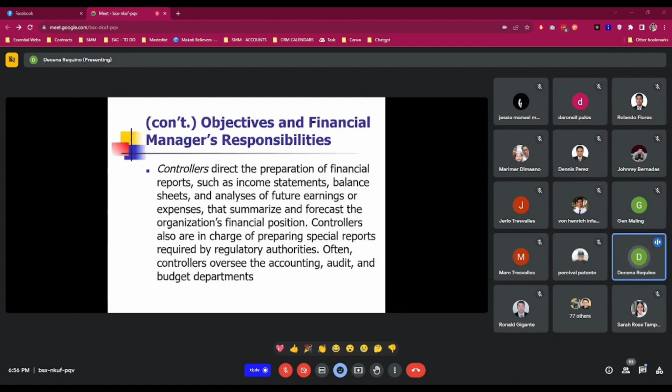Pag sinabi natin controllers, direct the preparation of the financial reports such as the income statement, balance sheet, and an analysis of future earnings or expenses that summarize and forecast the organization's financial position. Ang controller are also in charge of preparing special reports required by regulatory authorities. Often, controllers oversee the accounting, audit, and budget department.